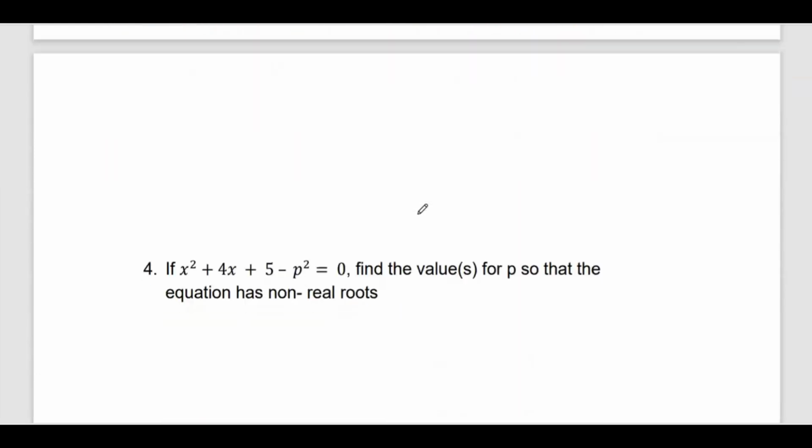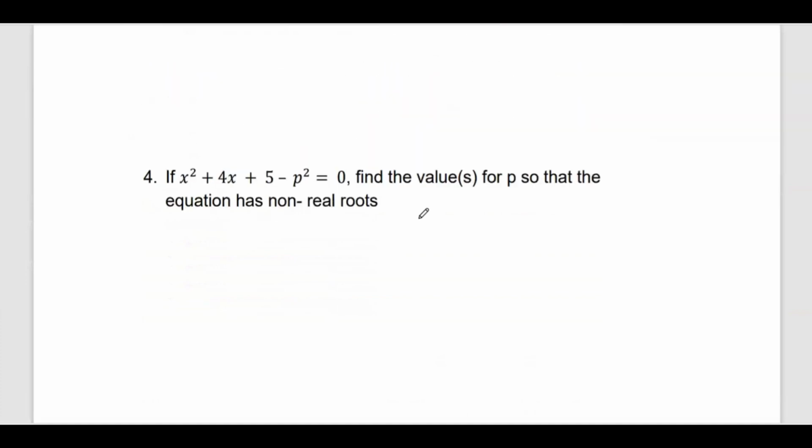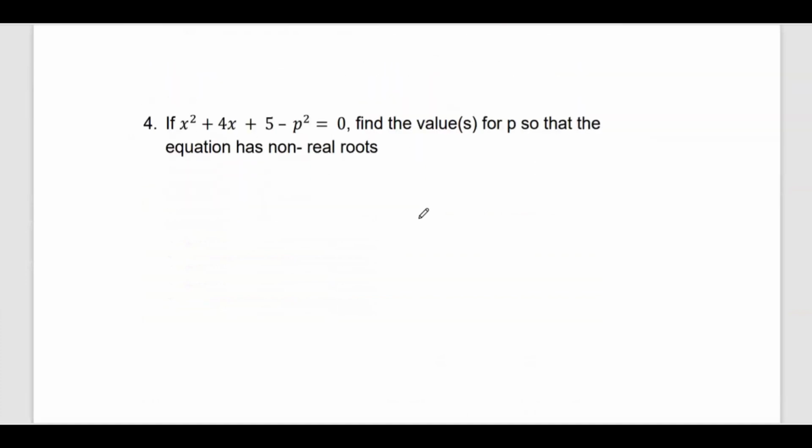Is there any other question? Oops, yes, there's one more. Okay. Question 4: if x squared plus 4x plus 5 minus p squared is equal to 0, can we find the values of p so that the equation has non-real roots?